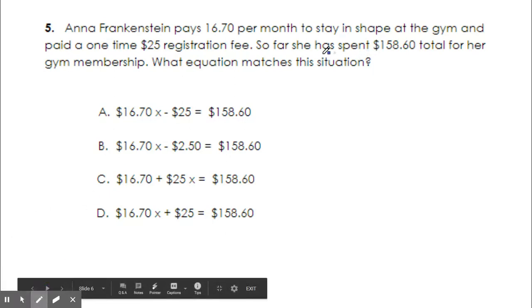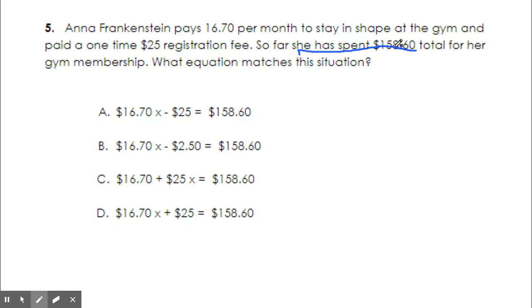So on this one, if she has spent $158.60 total, that means that's what it's got to equal, which is why they have all of these equaling that on the side. She pays $16.70 per month. Now this per, another way to think of it is each. Each month she is paying $16.70. So this is where our X goes, because if she was going to go for 5 months, it'd be times 5. If it was 3 months, it'd be that times 3. So this is where our X is. So it should be $16.70 times the unknown X of how many months that she has a membership.